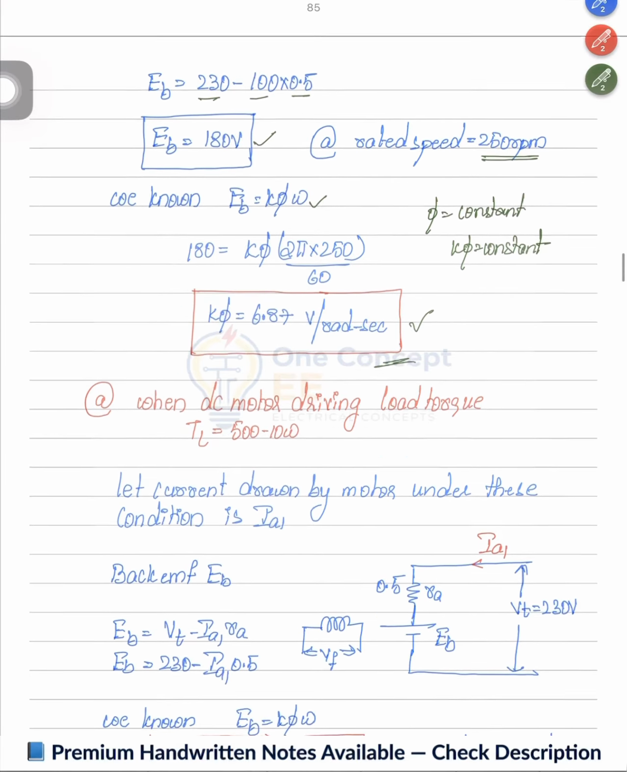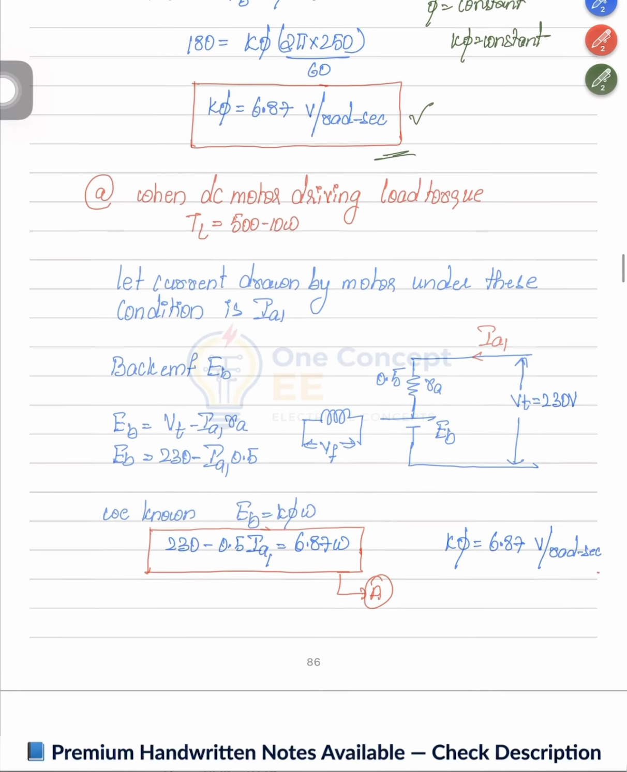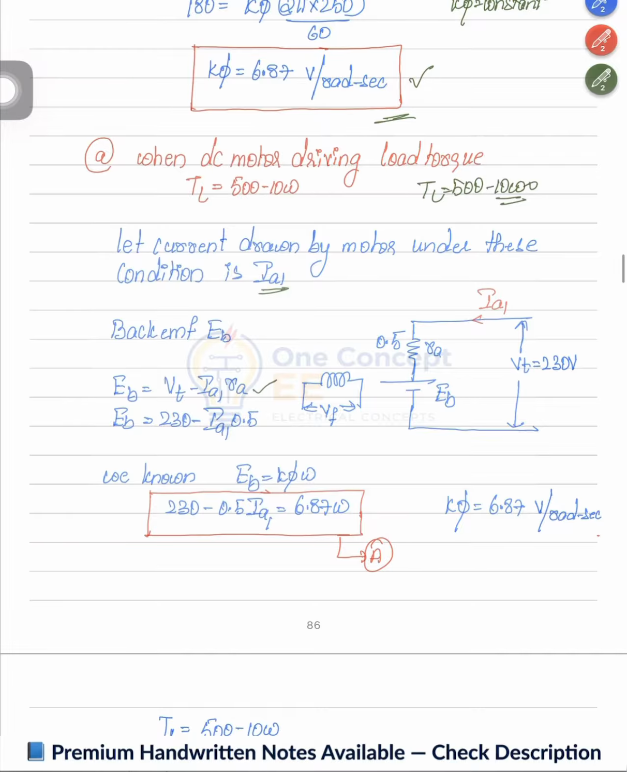Now we go for the condition where the motor is driving a load whose characteristic is TL equal to 500 minus 10 omega. Under this condition, let's suppose the motor is drawing a current of Ia1 from the supply. Then the back EMF Eb equal to Vt minus Ia1 into Ra. Supply voltage Vt is kept constant at 230 volts. Ia1 we don't know. Armature resistance is 0.5 ohm. By this, Eb equal to 230 minus 0.5 Ia1.